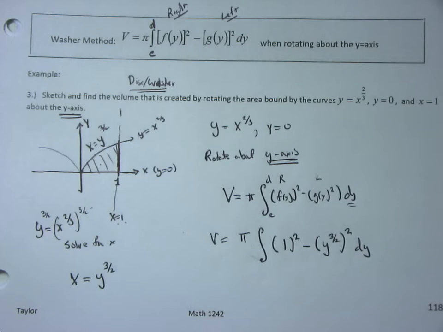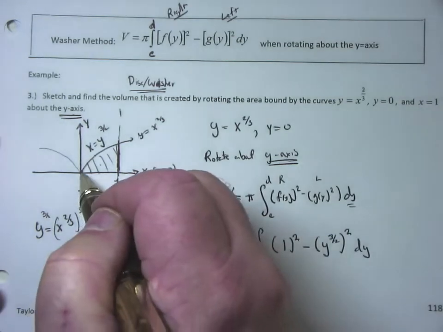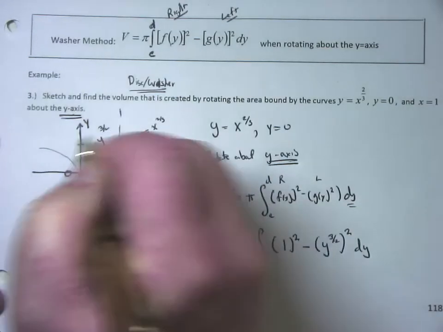One thing missing, though. What's missing? Bounds. What bounds are they? Now, you would be correct if you told me 0 and 1, but you probably would be incorrect with the way you're looking at it. This is dy, so what y? I need to have y bounds. This is the origin. It is the point 0, 0, but we're talking about the y-coordinate being 0. I need the y-coordinate for this point of intersection.